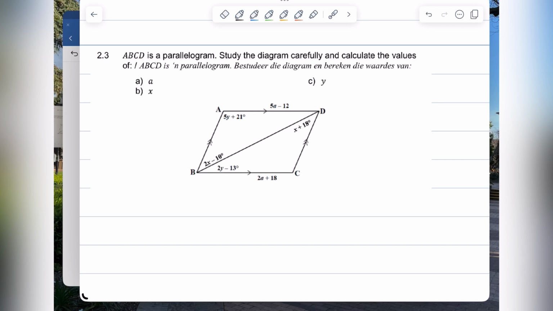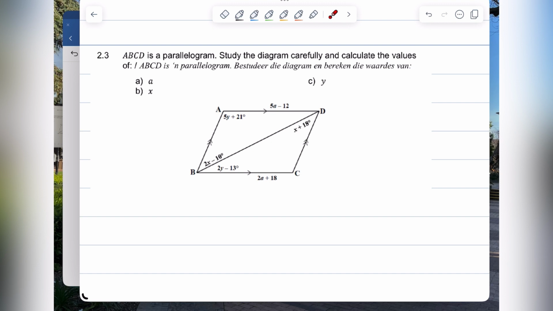All right, we are busy with 2.3 now. ABCD is a parallelogram. Study the diagram carefully and calculate the values of A, X and Y. So we need to calculate the values of A, X and Y. So ABCD is 'n parallelogram.